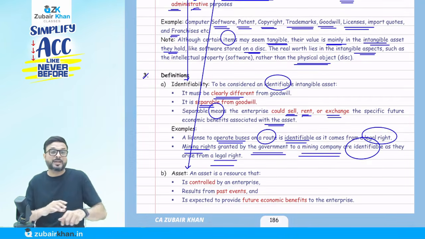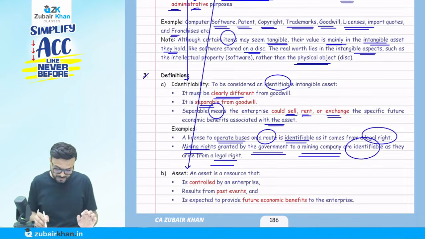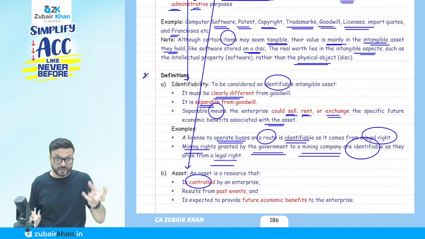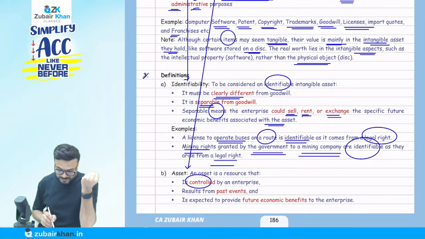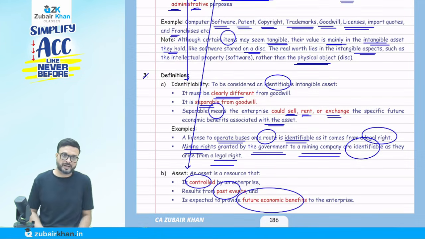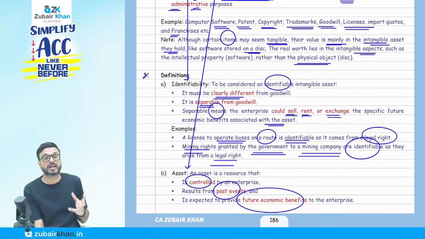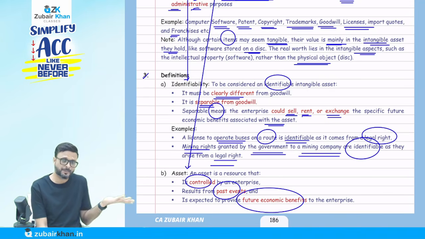Now they say, what do you mean by asset? Because they say it is an identifiable non-monetary asset. An asset is a resource which is controlled. You have control over it as a result of a past event, and you are expecting some future economic benefit. Let me give an example. I purchase a software. Do I have control over it? Yes, I have control over it. How? Because of some past event. What is the past event? I purchased it.